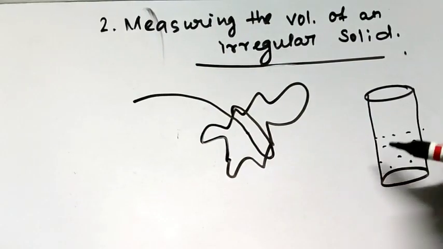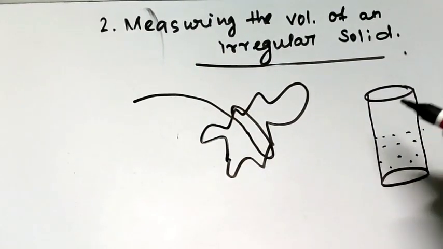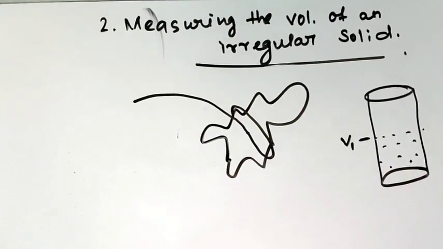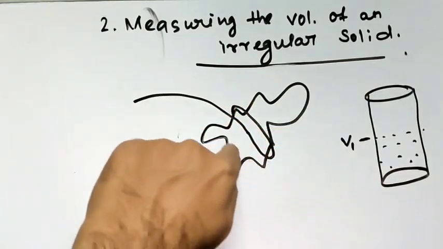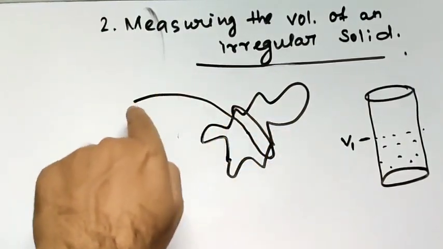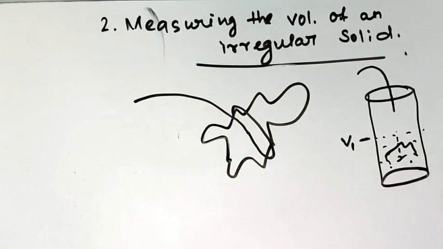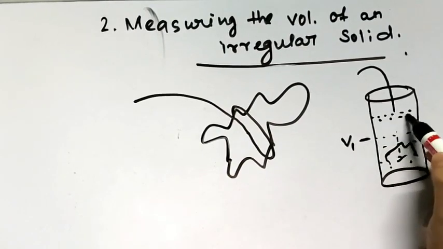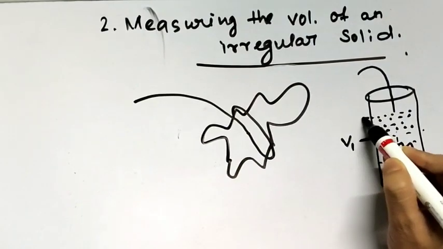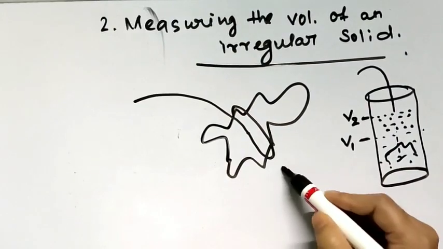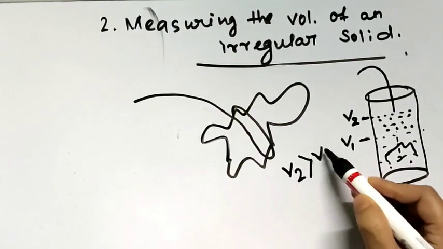Suppose when the water is poured in this measuring can, the level was at V1. Now we have to tie this solid with this particular string, and when we are lowering it, the level of water rises up to a certain level. Suppose it rises up to this level, and let's say this is our V2. Now as you can see, V2 is obviously greater than V1.